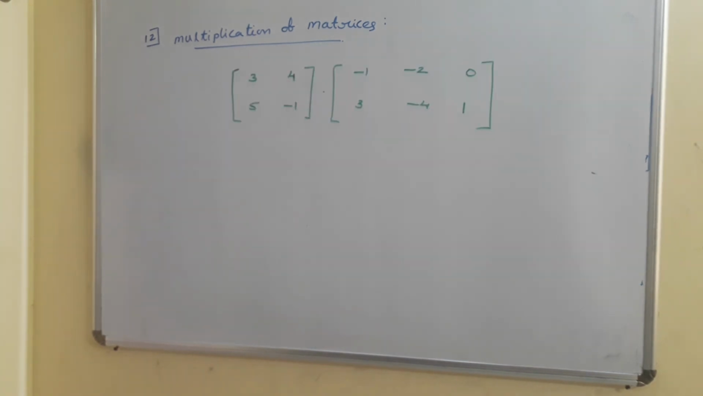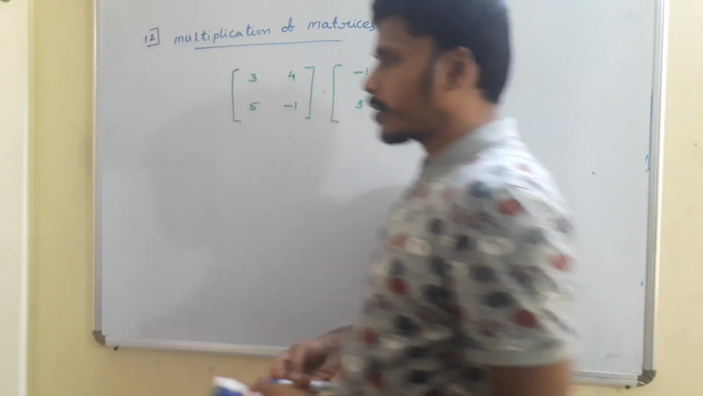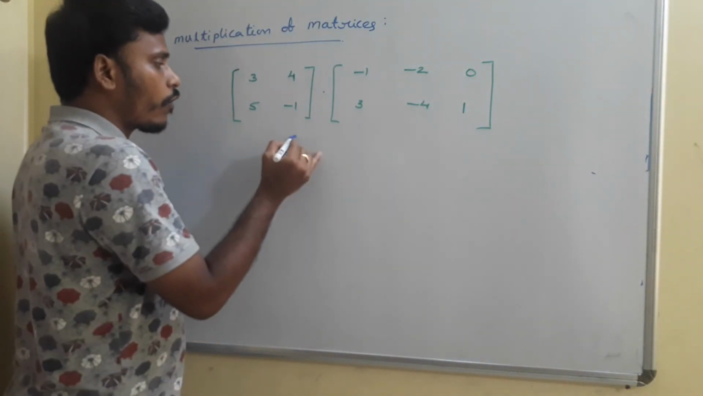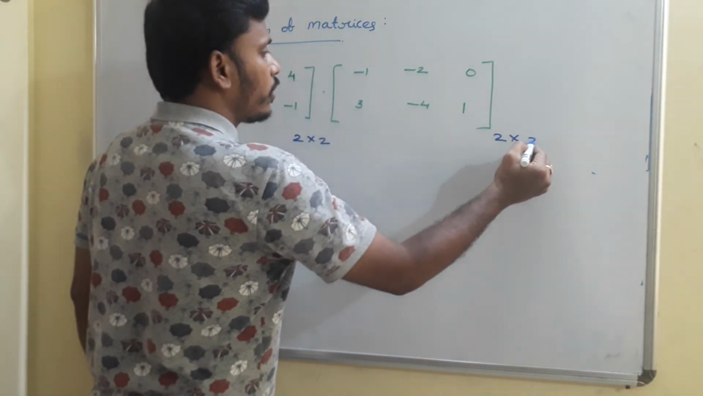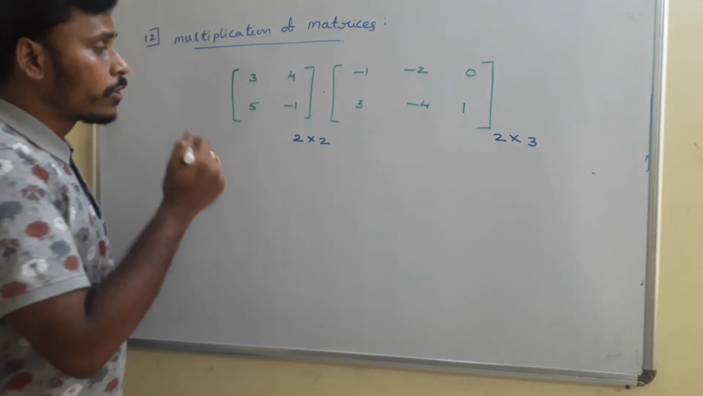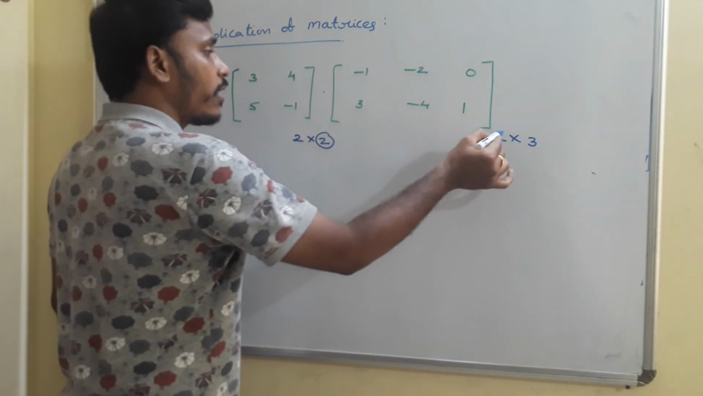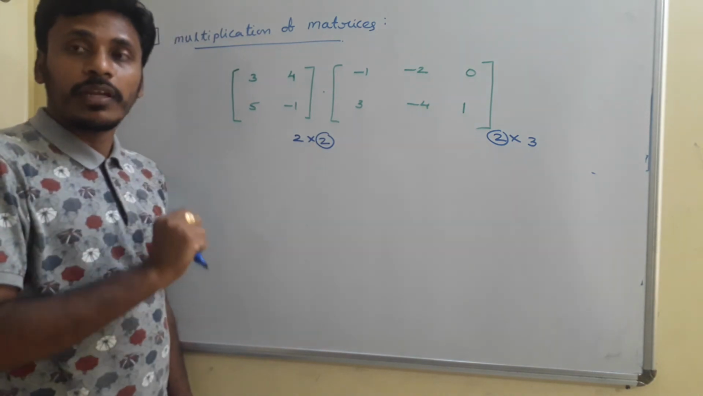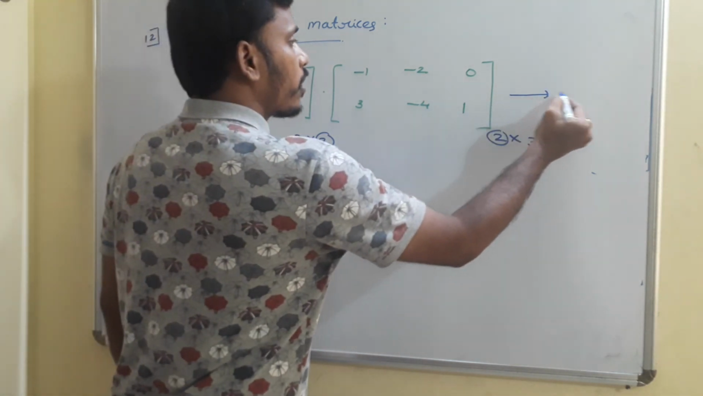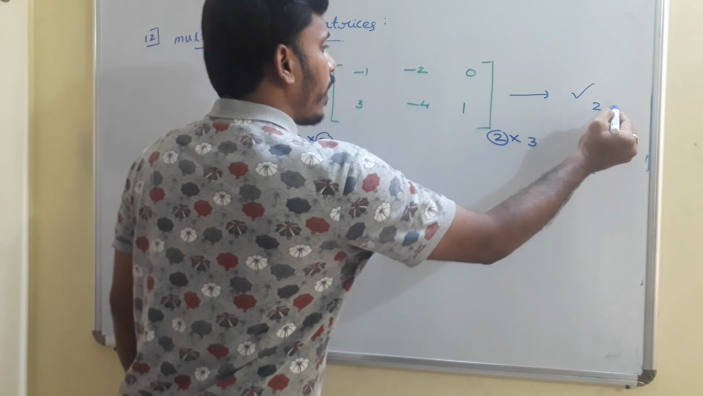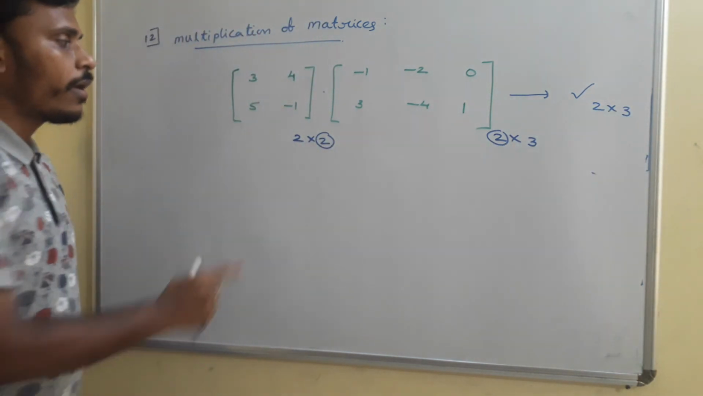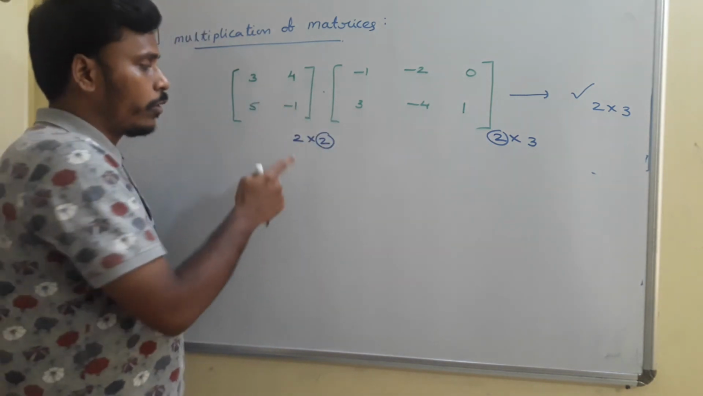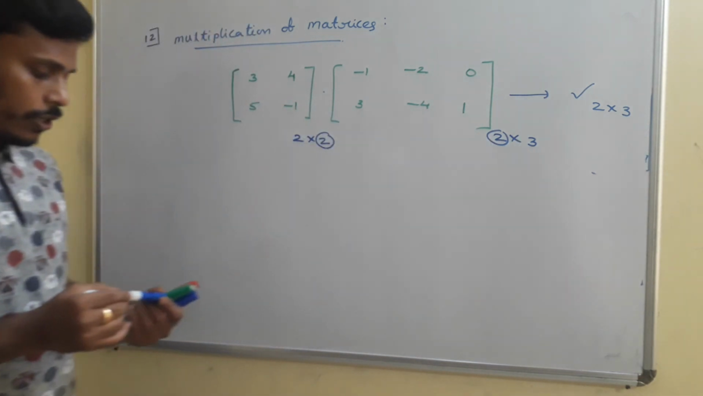Look at the board. We need to multiply those two matrices. First of all, what is the order of the first matrix and the order of the second matrix? The order of the first matrix is 2 by 2, and the order of the second matrix is 2 by 3, 2 rows and 3 columns. So these 2 and that 2 are the same, so multiplication is possible, and the resultant matrix is of order 2 by 3. You need to think about these 2 and that 3. If they are equal, multiplication is possible, and the resultant matrix is of order 2 by 3.